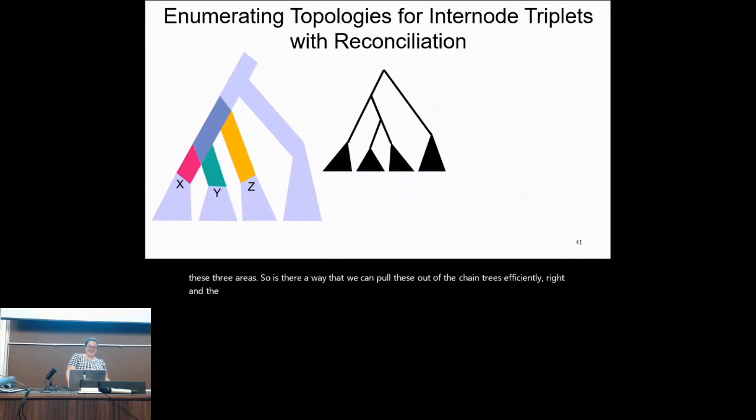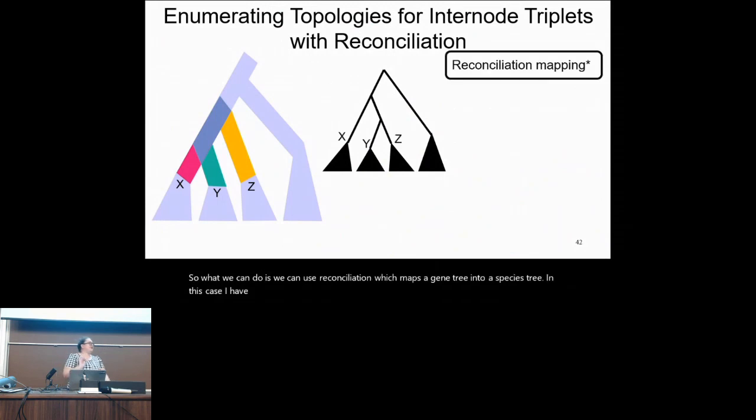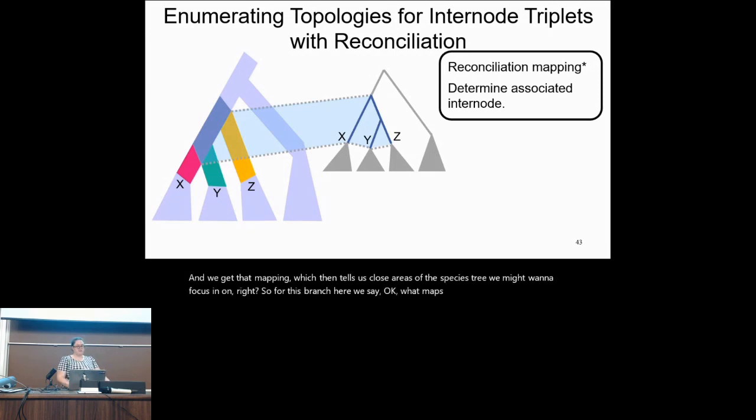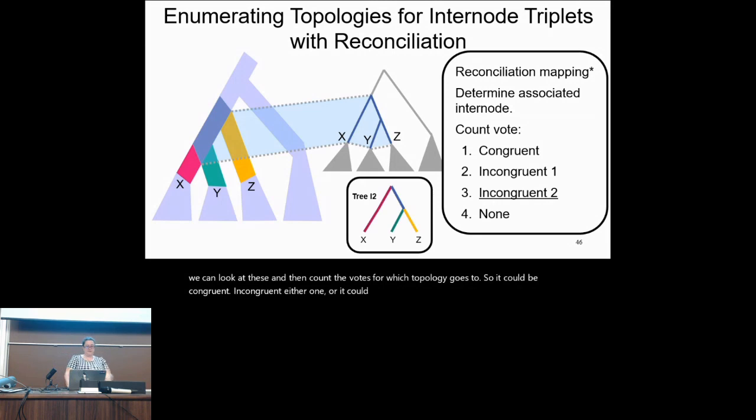Right, and the answer is yes. What we can do is use reconciliation, which maps a gene tree into a species tree. In this case, I have a little star here because we are doing a somewhat modified version of reconciliation. We get that mapping, which then tells us which areas of the species tree we might want to focus in on. So for this branch here, we ask, what maps to these X, Y, and Z? Then we can look at these and count the votes for which topology it goes to. So it could be congruent, incongruent, either one, or it could be none. In this case, it would be the second incongruent tree.